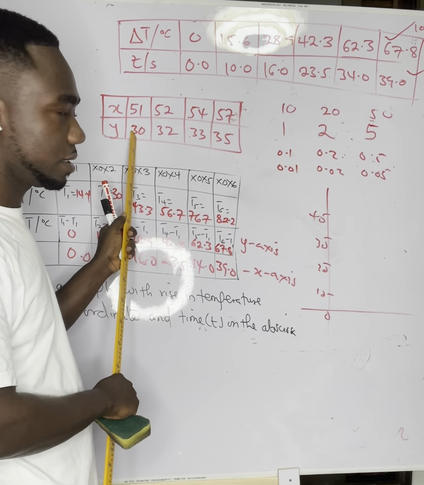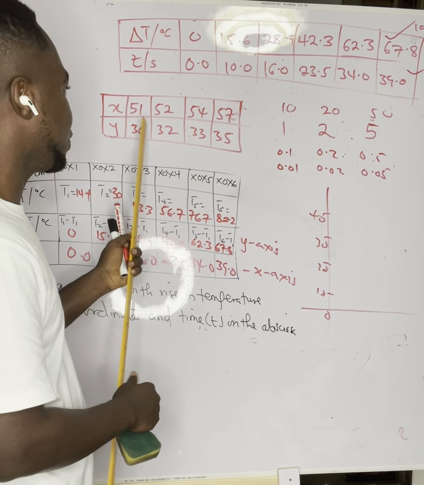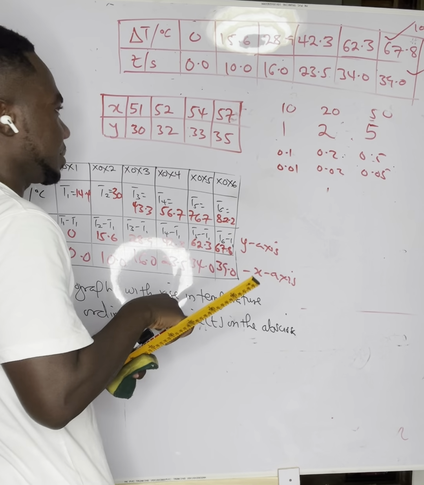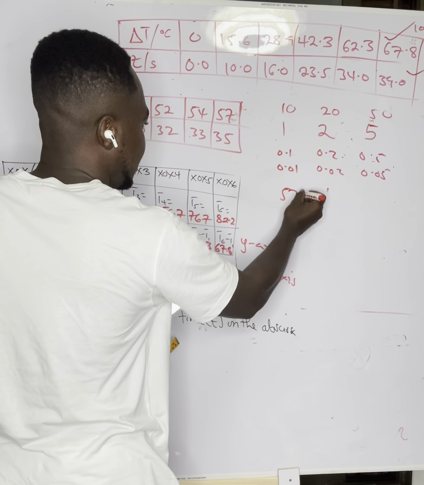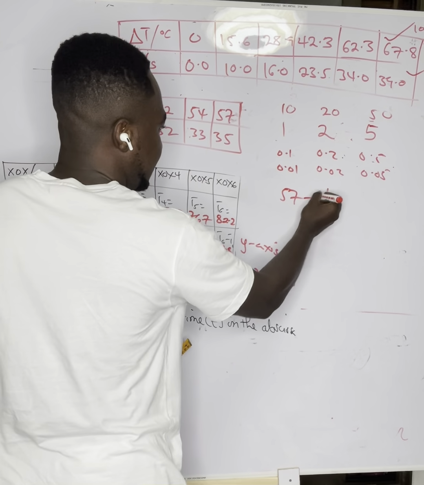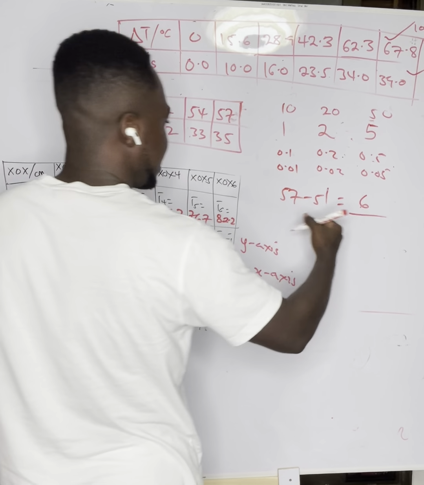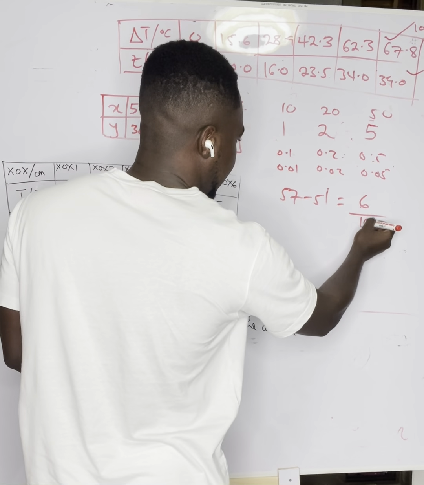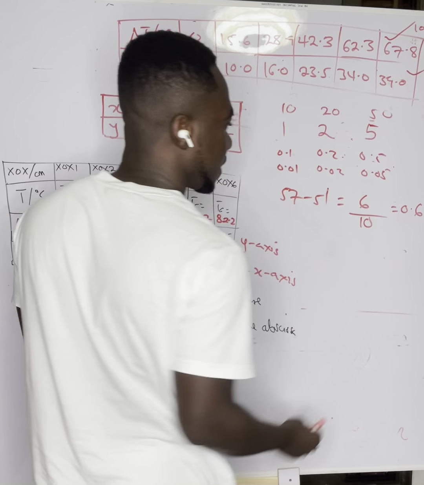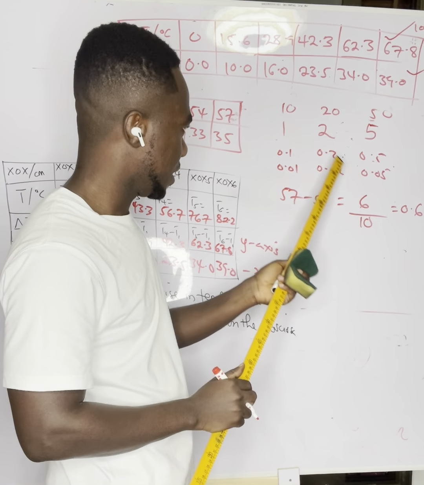The same applies to y. Look, from 0 to 30, so 30 to 35 is the interval. So if I want to use this as an example to plot a graph without starting from the origin, then the highest value will be 57 for the x-axis. So 57 minus the lowest value, 51, I will get 6. Then you divide the 6 by the number of boxes. The number of boxes on the x-axis, standard graph sheet, is 10. So I'll get 0.6.